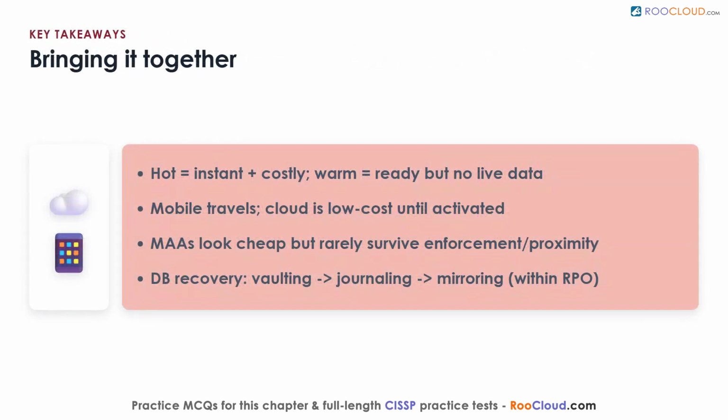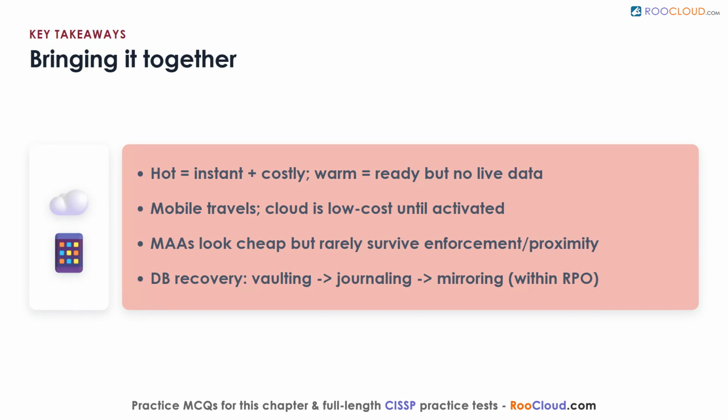So let's bring it together. A hot site delivers near-instant recovery at roughly double the cost, while a warm site saves money by holding equipment but not live data. Mobile sites travel to the disaster, and cloud recovery keeps costs low until you actually need it, backed by a capacity agreement.